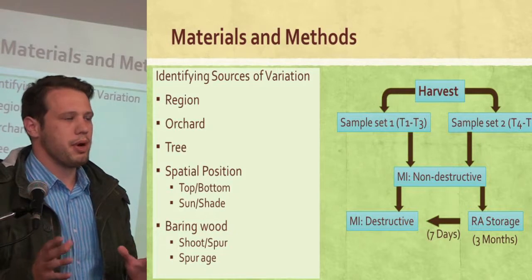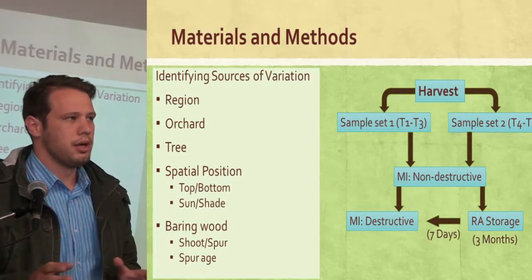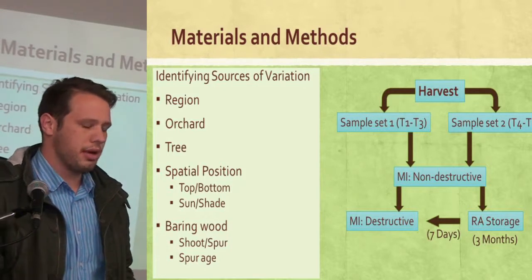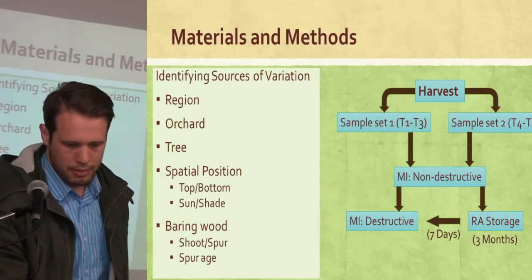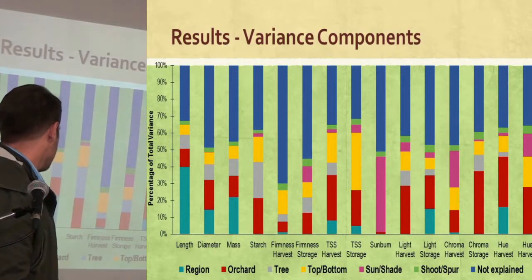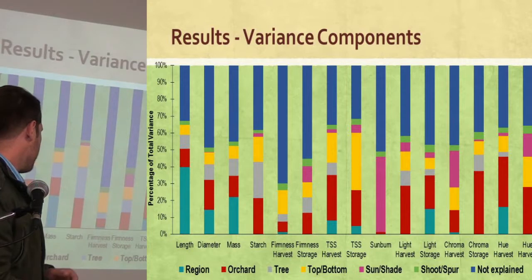And then a portion of the fruit was stored so that you could compare the quality of the fruit after storage to see if there was a change in overall variation in the pool of fruit. So to break down the variation, you can see each of the parameters that were measured and the relative contribution of each of the factors.